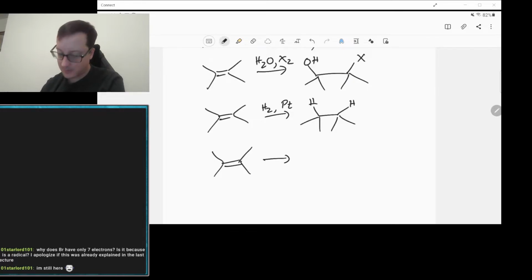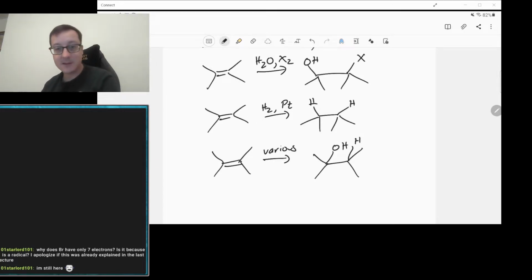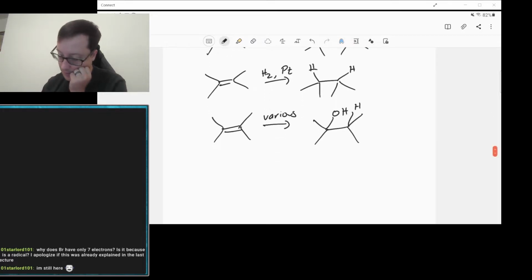I'm going to leave it like this again. We have various reactions that will put a hydroxy on various different sides. We're going to see one to put it on more substituted versus less substituted. So these are some of the addition reactions. What else do we have?